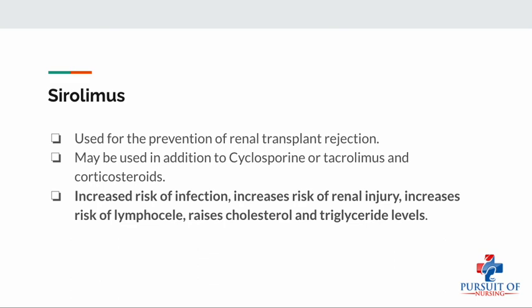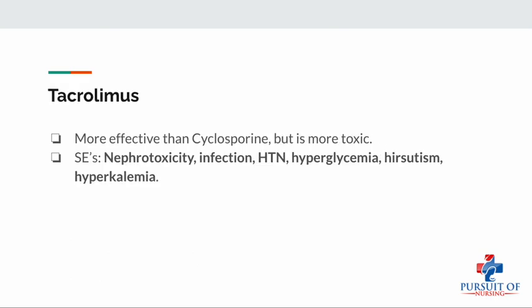All right, so sirolimus, also used for the prevention of renal transplant rejection. It is an immunosuppressant, so you're going to have that increased risk for infection, and then it can also raise cholesterol and triglyceride levels as well. Tacrolimus or Prograf is a very common medication that you'll see used. It's more effective than cyclosporine, but more toxic. So it can lead to nephrotoxicity, infection, of course, because it's an immunosuppressant, hyperglycemia, hair growth that is reversible, hyperkalemia, hypertension.